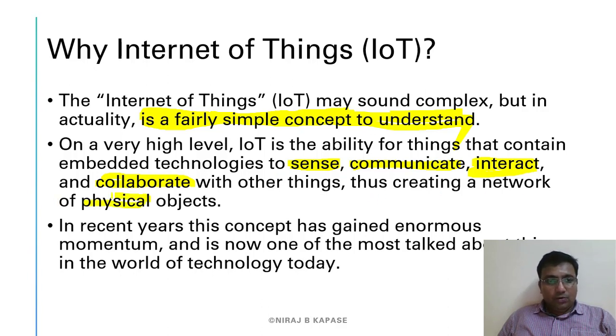So in IoT, these four points are very important. The very first thing is sense, second is communication, third is interaction, and fourth is collaboration. So sensing, communicating, interacting, and collaboration are important in the case of IoT. In recent years, the concept has gained enormous momentum and is now one of the most talked about things in the world of technology today. So IoT is more popular today.